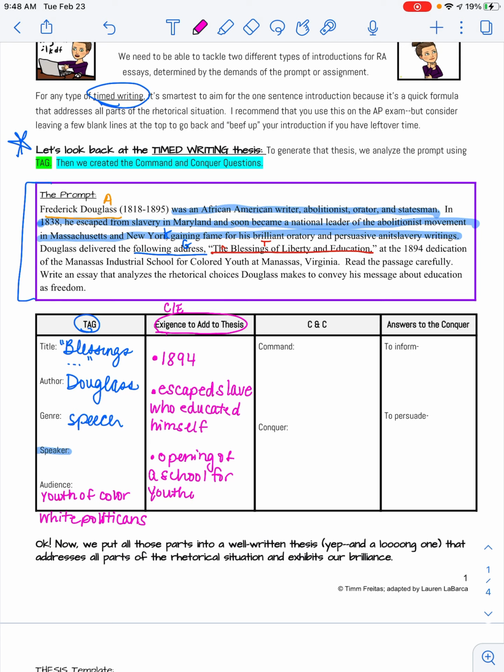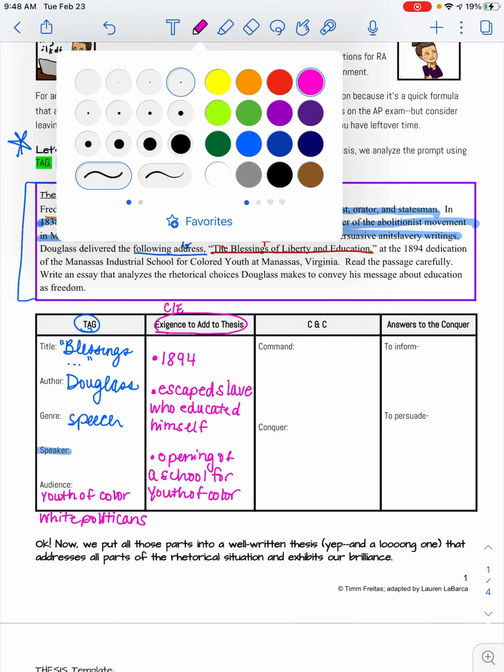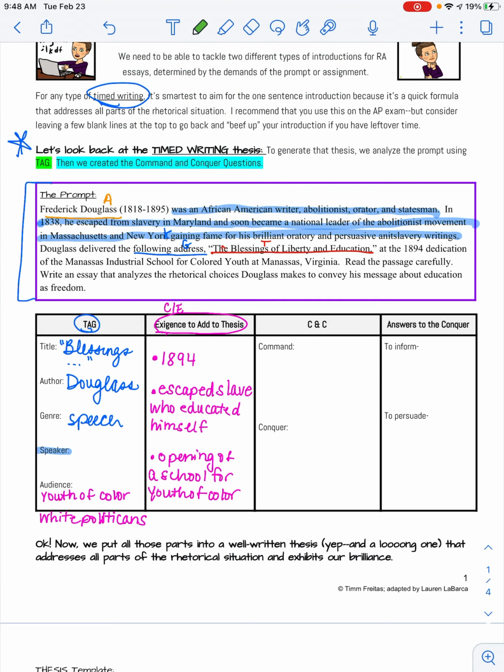So there's a connection there. For our command and our conquer, remember we want to always find what are they asking us to do, and then we're going to find what we're actually answering here. So our command, we always are going to look for a verb like analyze, interpret, something like that. So we're going to write an essay that analyzes the rhetorical choices Douglass makes to convey his message about education as freedom. Okay? So that is our command.